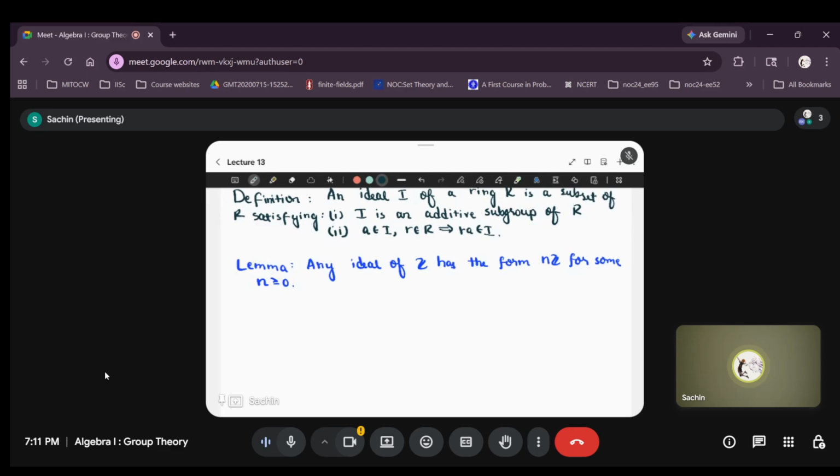nZ is not isomorphic to Zn. Z mod nZ is isomorphic to Zn. nZ is all the multiples of n. Yes, actually you can prove this from the beginning, but we have already kind of proven this because we proved that additive subgroups of Z are all of the form nZ. Since any ideal has to be an additive subgroup, it has to be of the form nZ.